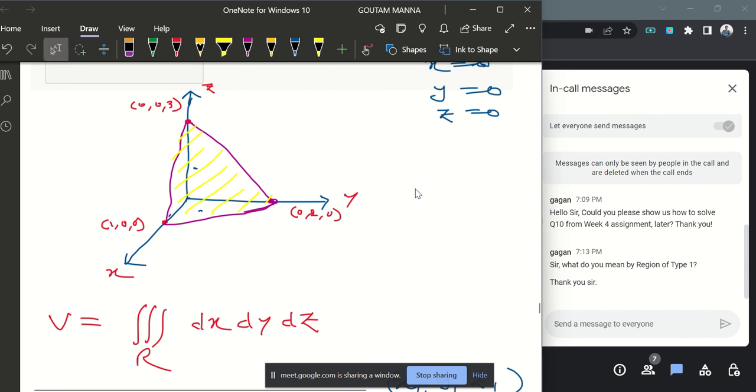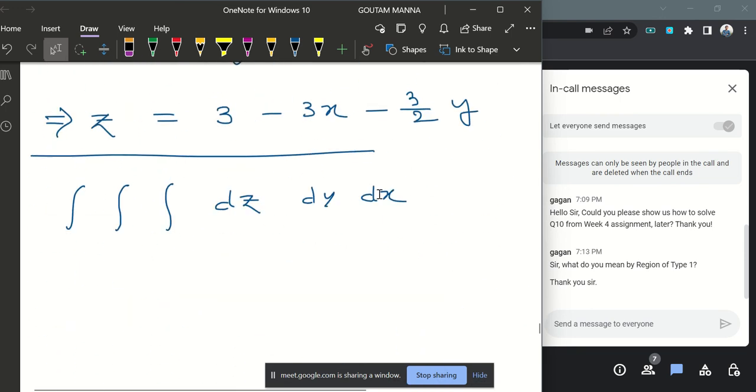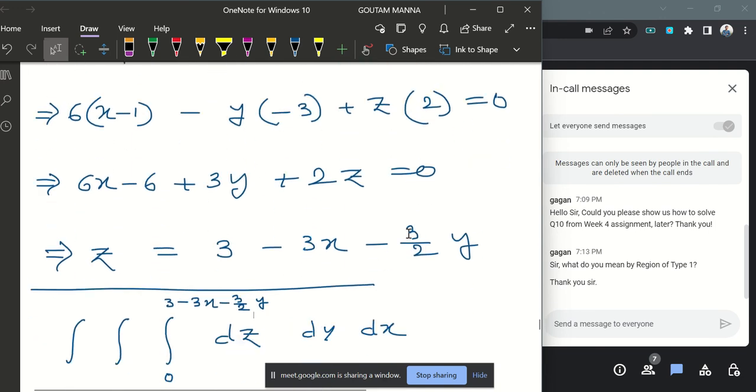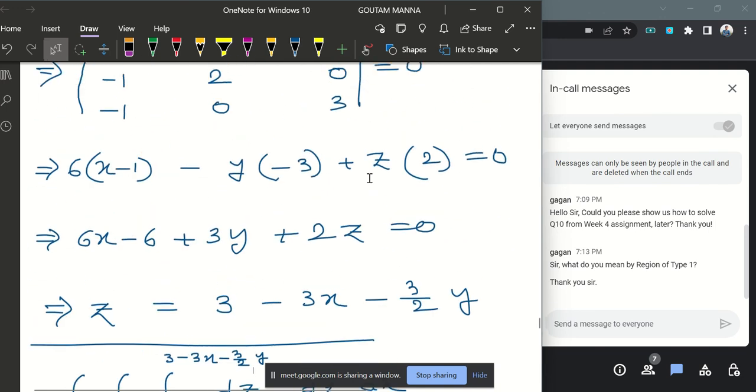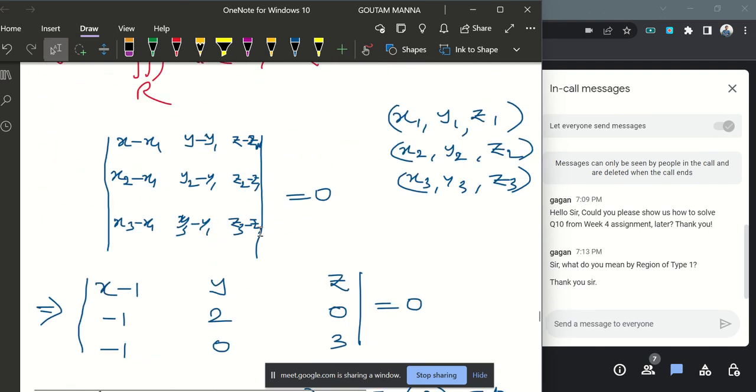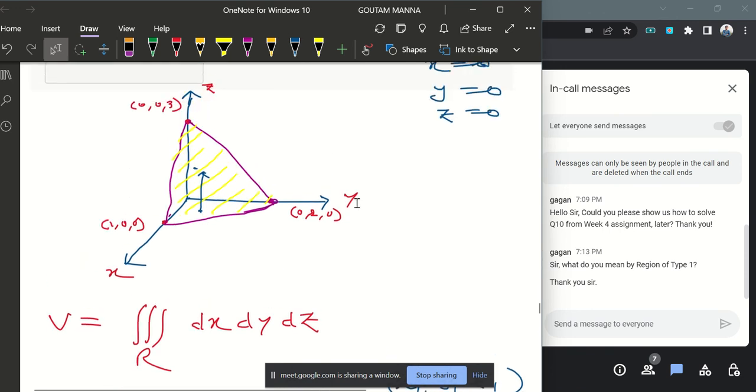So let's say at any point x, y, z is varying from 0 to the point on the plane. The point on the plane is given by this equation. So z is varying from 0 to 3 minus 3x minus 3y by 2. This is the z limit. Now if you look at the y limit, you need to come to this plane. So y is varying from 0 to this line.